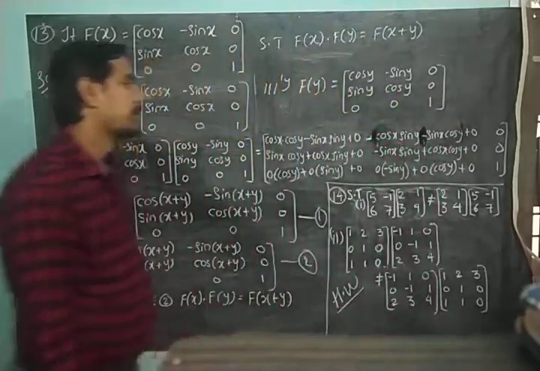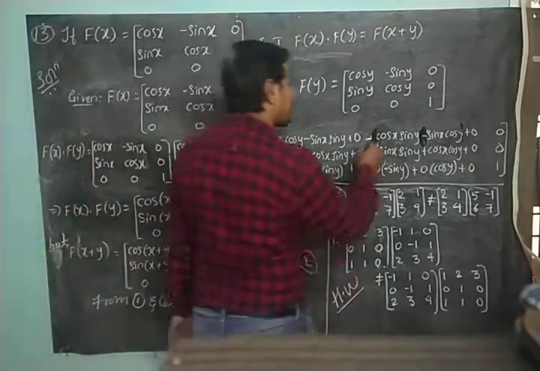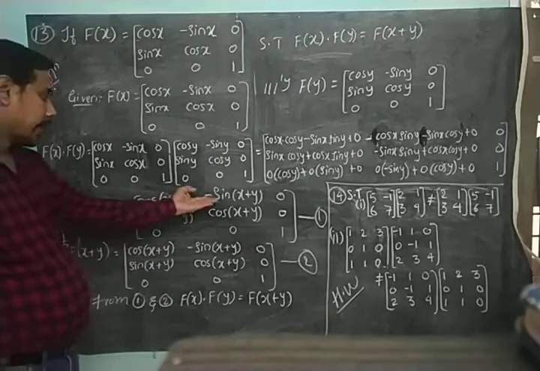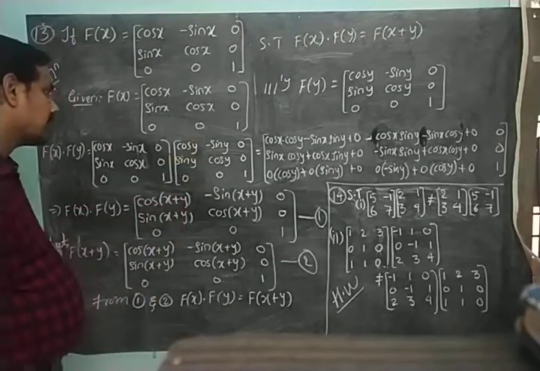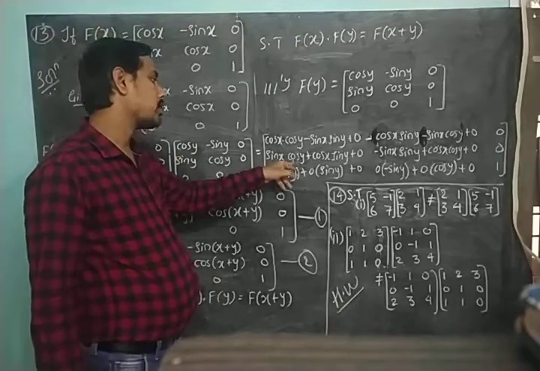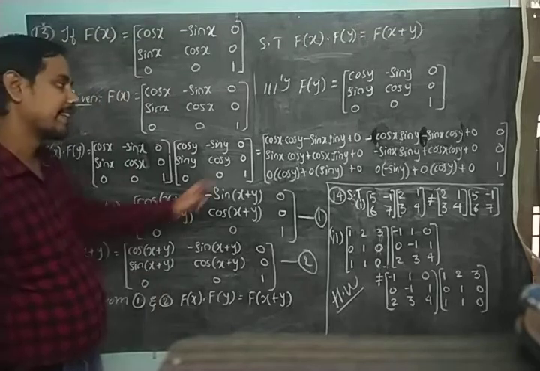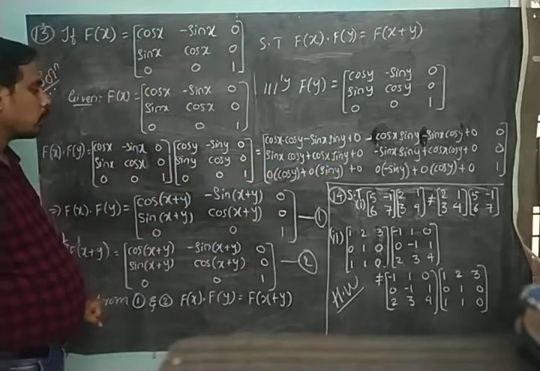Once again, I have kept them as it is, so you should not get confused when you are going through the calculation process. I can take the minus outside, so it will be sin of x plus y, 0 as it is. Once again, sin A cos B plus cos A sin B is sin of A plus B, that is sin x cos y plus cos x sin y is sin of x plus y.